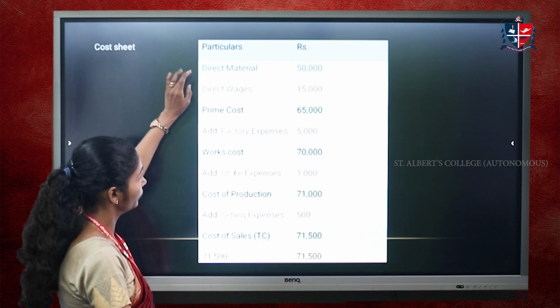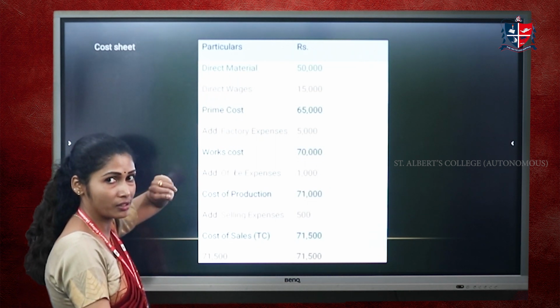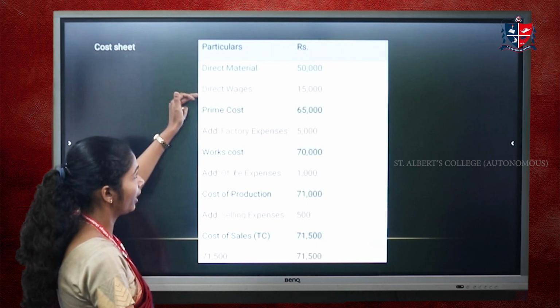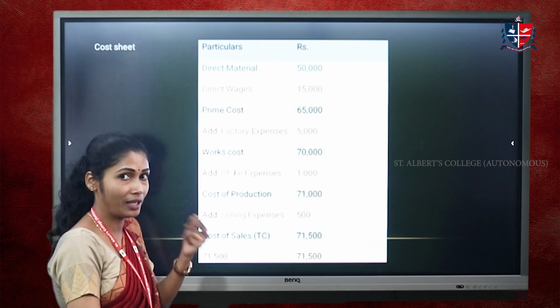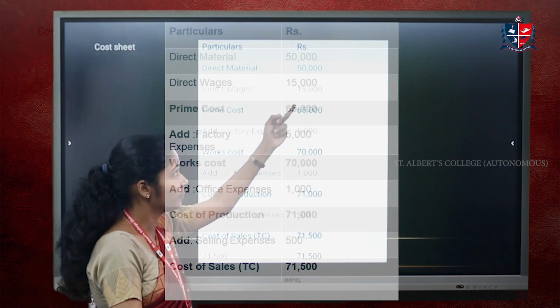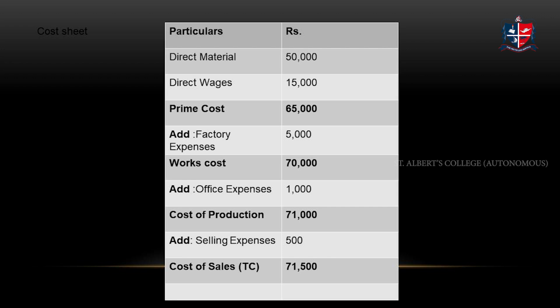The first one, direct materials, which is already given in this question, 50,000. Then direct wages, which is also called direct labor, 15,000. Add up these two amounts, and we get the prime cost, that is 65,000. Then add factory expenses 5,000. We get work cost, which is 70,000. Then add office expenses, that is 1,000. Then we get cost of production, 71,000.